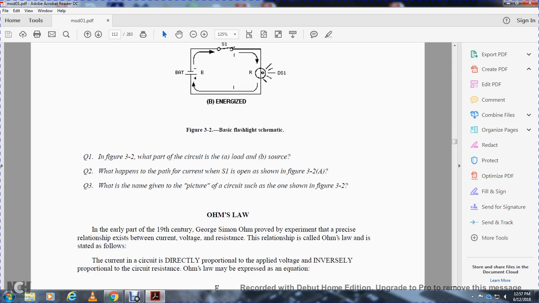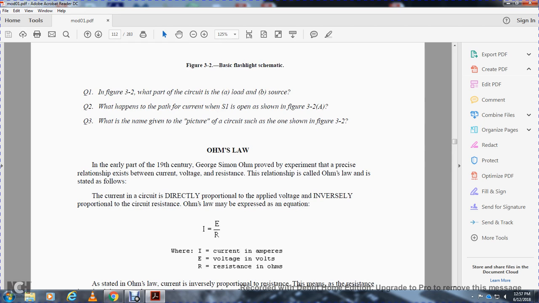Ohm's law. In the early part of the 19th century, Georg Simon Ohm performed experiments that described the relation that exists between current, voltage, and resistance. The relation, called Ohm's law, is stated as follows: the current in a circuit is directly proportional to the applied voltage and inversely proportional to the circuit resistance. Ohm's law may be expressed as an equation, I equals E over R, where I is the current in amperes, E is the voltage in volts, and R is the resistance in ohms.